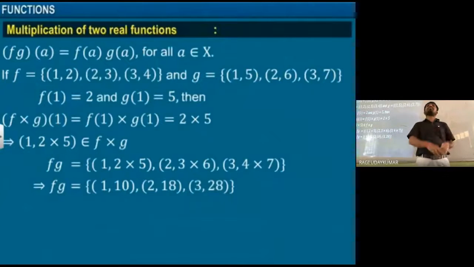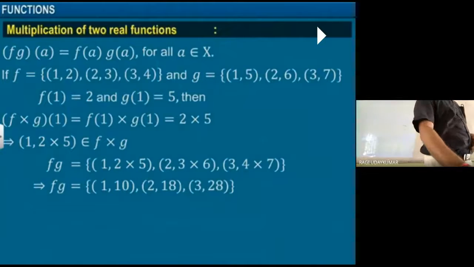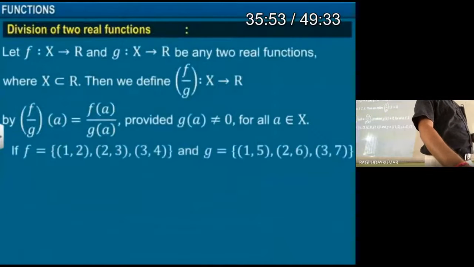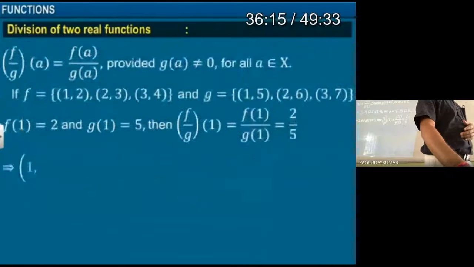Addition is nothing but x plus 1 plus x plus 2. Subtraction is nothing but x plus 1 minus, in brackets, x plus 2. Multiplication is nothing but x plus 1 into x plus 2. Simple. No complication is there here. So division of the two real functions works the same way: divide them.